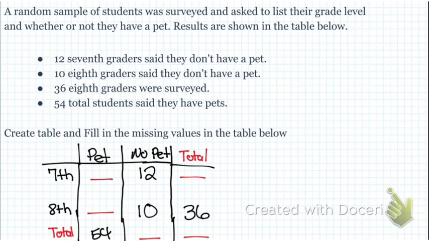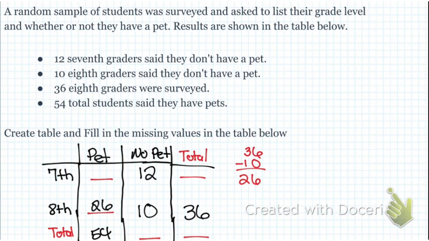Okay, so what I'm going to do first is I'm going to take 36 and I'm going to subtract 10 from it. That's going to give me 26. So that means this row right here, these 2 numbers have to add up to equal 36, and that blank is going to be 26.